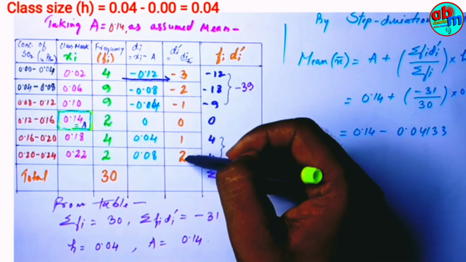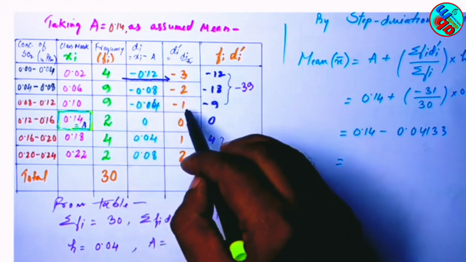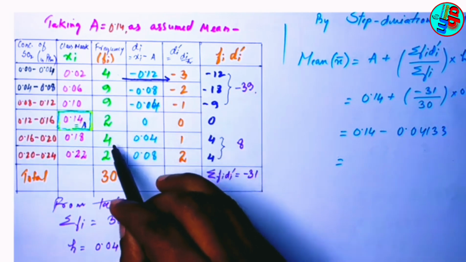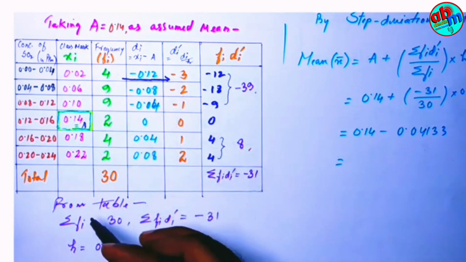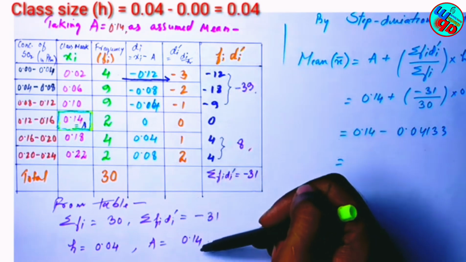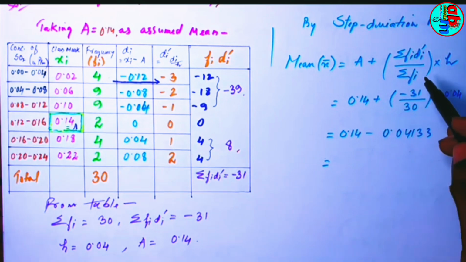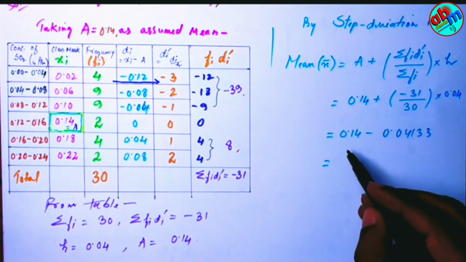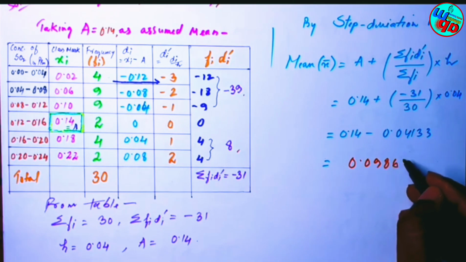Here we got minus 1, here 1, 2, and multiply with fi and di dash. 4 3s are minus 12, 9 into minus 2 is minus 18, 9 into minus 1 is minus 9, total is minus 39 here. And we multiply this, 2 into 0 is 0, 4 into 1 is 4, 2 2s are 4, the total is 8, and the sum of these two is minus 31. From the table we have summation fi is 30, summation fi di dash is minus 31, h is 0.04, a is 0.14. By the step deviation method we have mean equal to a plus summation fi di dash by summation fi into h, and we put the value and calculate it, and after subtracting, we got the answer as 0.0986.